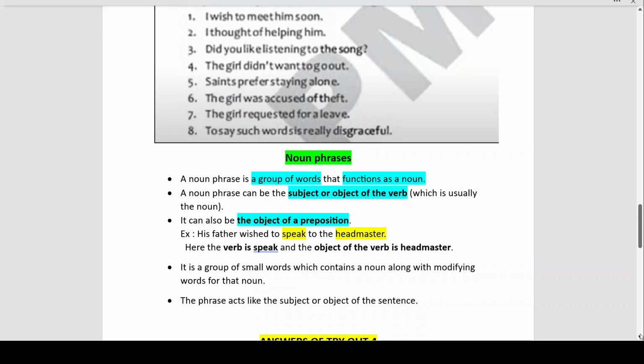His father. Now, what have we said? That the noun phrase can be the object of the preposition. So, here the verb is speak, and the object of the verb here is headmaster. So it is also a group of small words which will contain a noun. Like for speak to the headmaster, it is a small group of words which contains the noun headmaster along with modifying words for that noun. And the noun phrase, students, you have to always remember that it will act like the subject or object of the verb of the sentence.